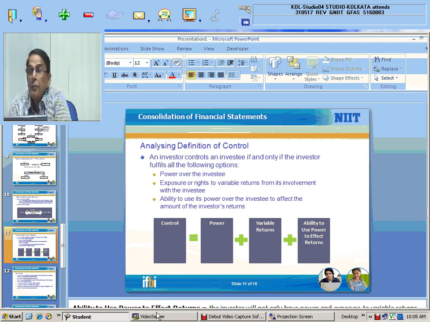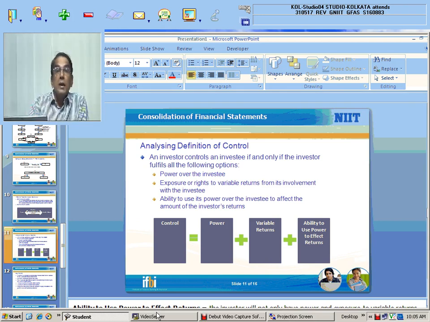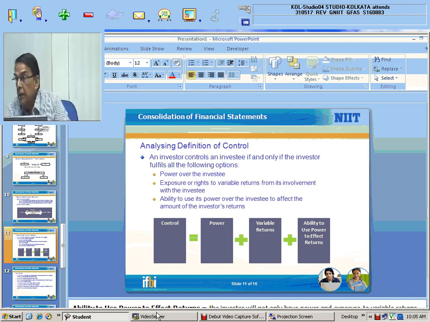Because an agent always acts on behalf of somebody else. It acts within the scope of delegated powers. Here the investor company must be able to act as a principal. It can participate in the decision making, it can influence the decision making in the investing company so that the variable returns or performance of the investing company can be controlled by, or can be basically as per the decision of, the investor company. So it has the power, it is able to use its power effectively to affect those variable returns. So these are the three elements of control.